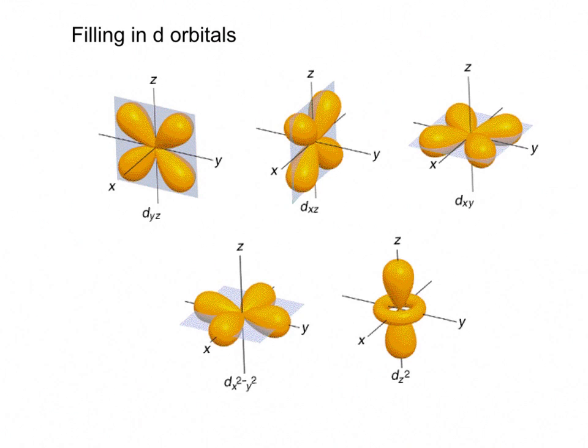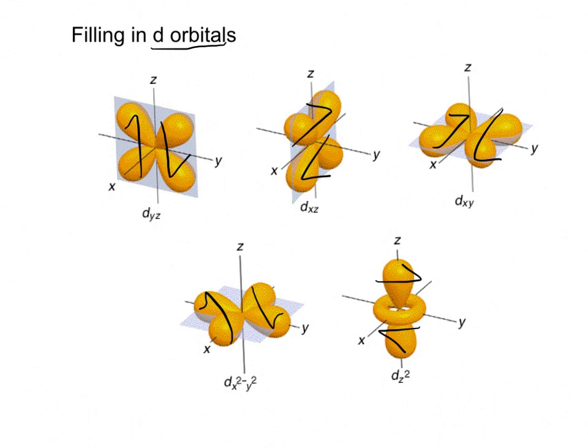In order to draw electron configurations beyond argon, we need to know a little bit about d orbitals. Now, an atom has 5 d suborbitals, each of which can hold 2 electrons. So that means that in total, a d orbital will be able to hold 10 electrons.